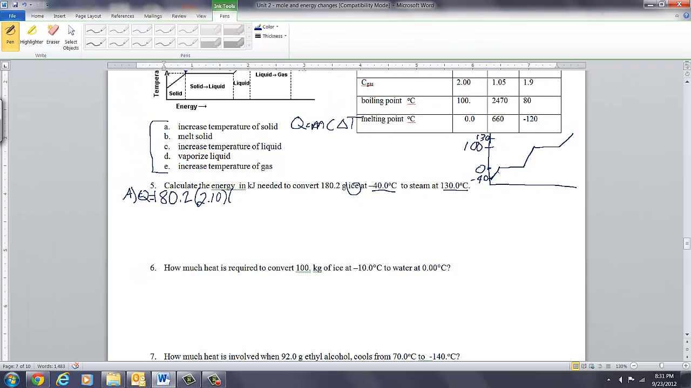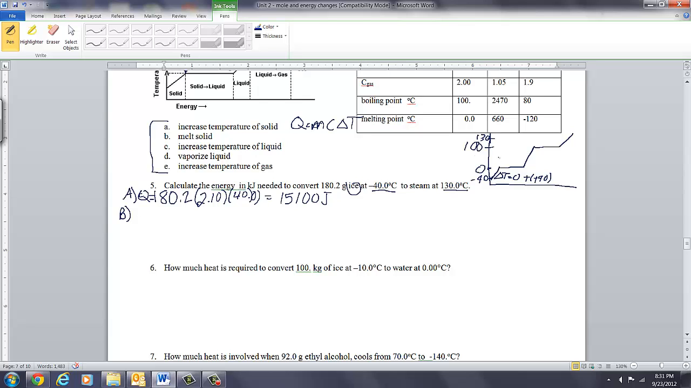And how much did this temperature change? Well, right here, temperature change, final minus initial. So how much did it change? It changed 40 degrees, and it's 40.0. So you can plug that in, and I'm just going to go ahead and round it to 3 significant figures. And if I do that math, I know that I get 15,100 joules just to heat up the solid.